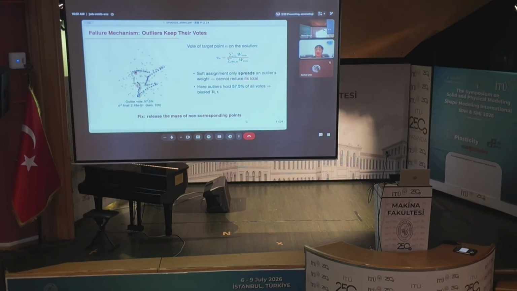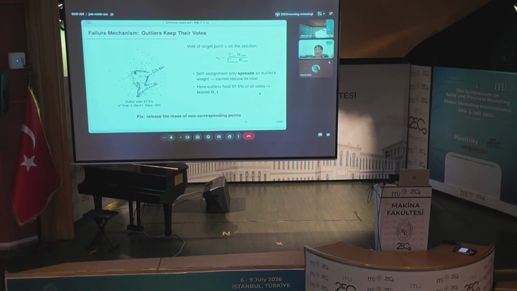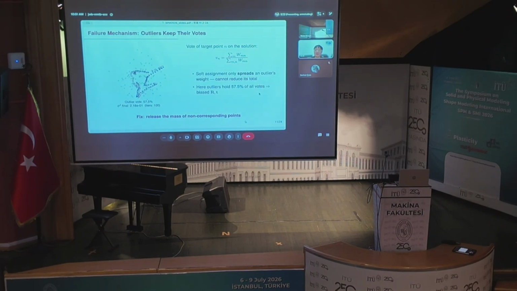Now let me show this with numbers. The mass of the point is shared in the total mass. It means far from the results. On the plan constraint, every outlier must have 1 unit of weight. The soft assignment is very flat this way, but I cannot make this weight smaller. The total is always 1.